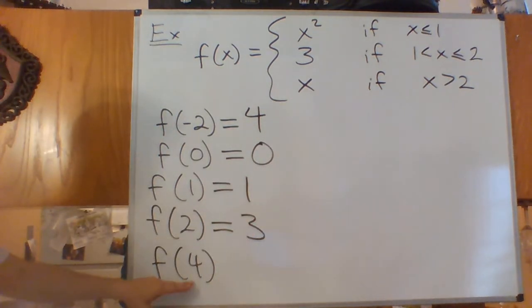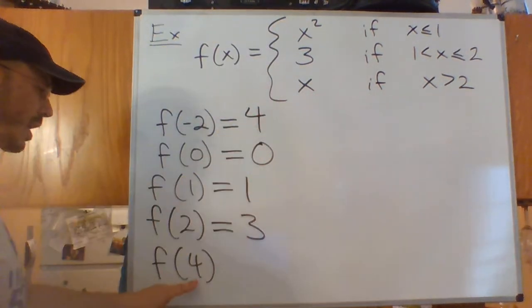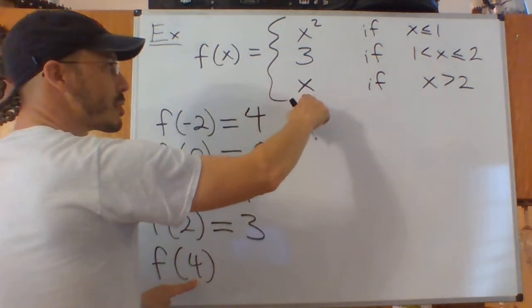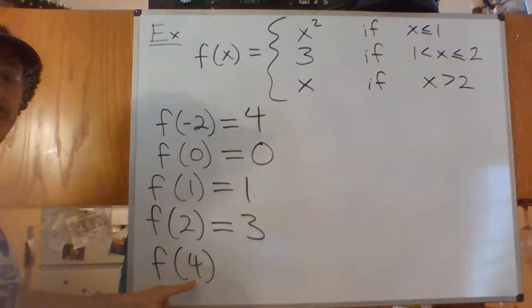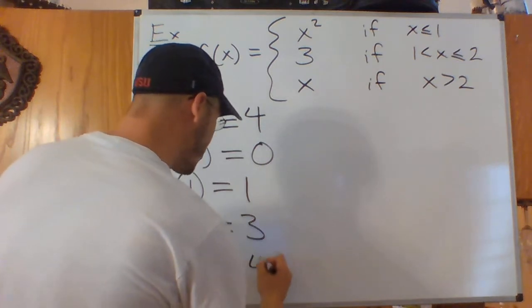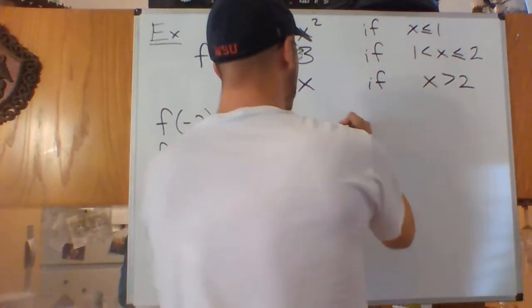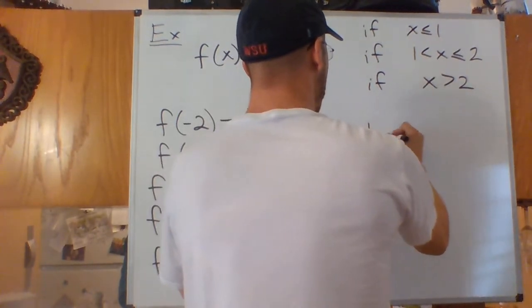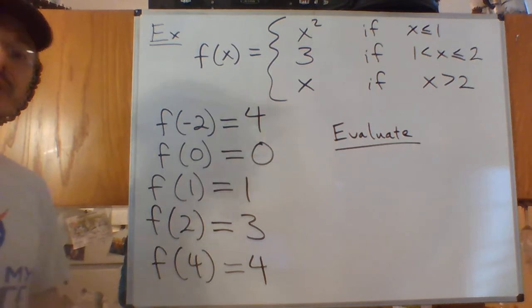And then finally, 4 is greater than 2, so I'm going to use this formula. F of 4, well, my x value is 4, and my f of x value is just x, whatever that value is, in this case 4. So f of 4 equals 4. So that's another example of what it means to evaluate a function.